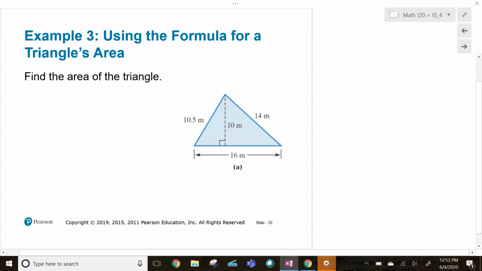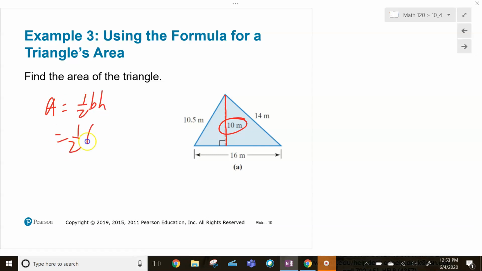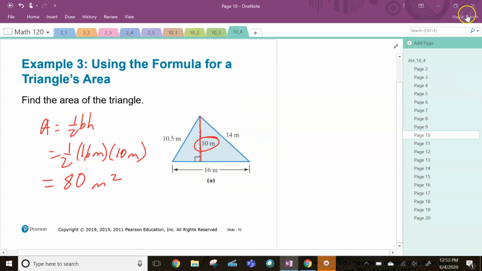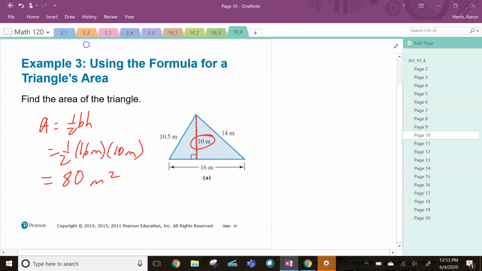Who's your height here? That's your height, the 10 meters. So area is 1/2 base times height. 1/2, our base is 16 meters, our height is 10 meters. So it looks like we have 80 square meters. And I love my blue. I gotta go back to my blue.